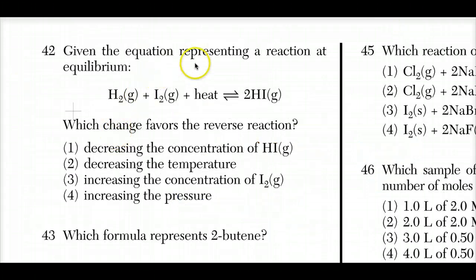Number 42. Given the equation representing a reaction at equilibrium, the double arrow tells me that, which change favors the reverse reaction? So I'm favoring this reaction. That means I'm talking about a shift this way, which means I want the reverse reaction going faster than the forward. This is a Le Chatelier's problem. So I'm looking for which stress is going to make the reaction shift to the left.